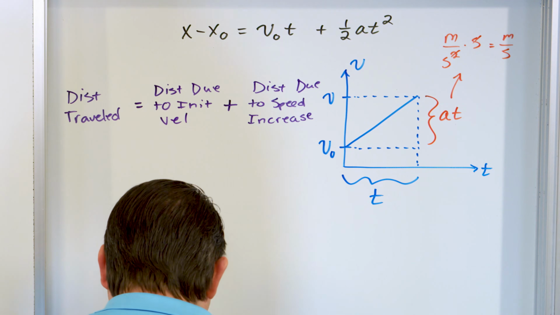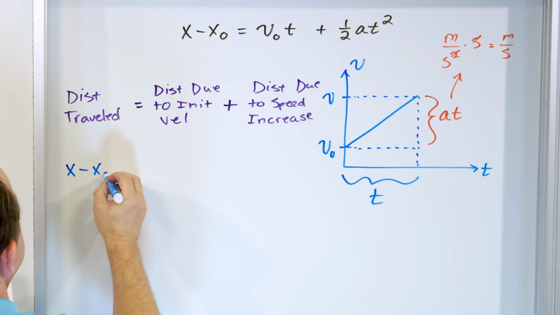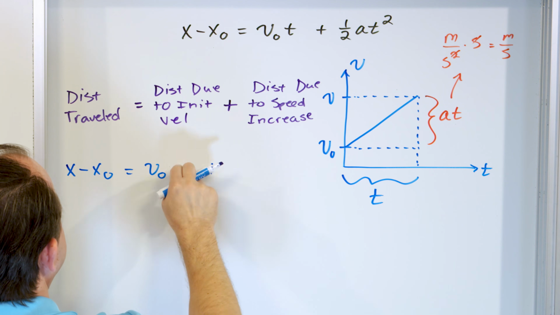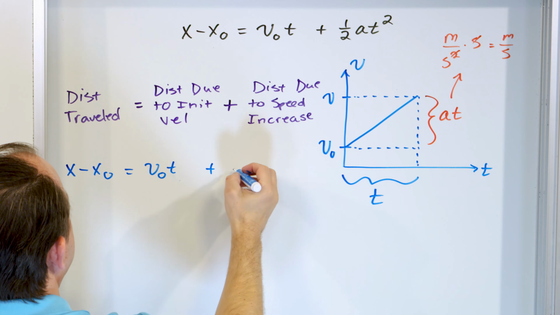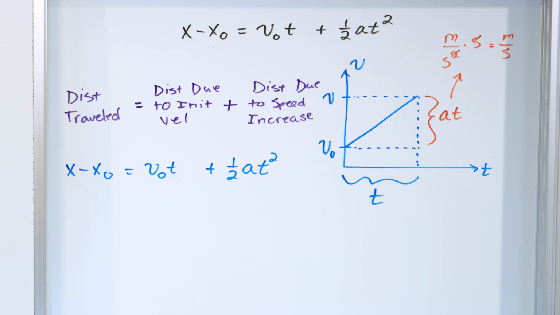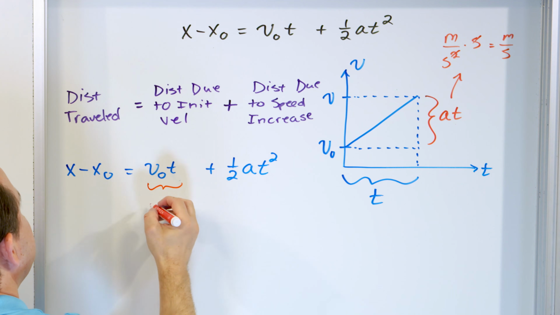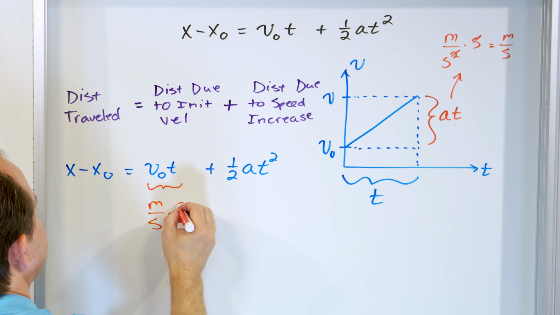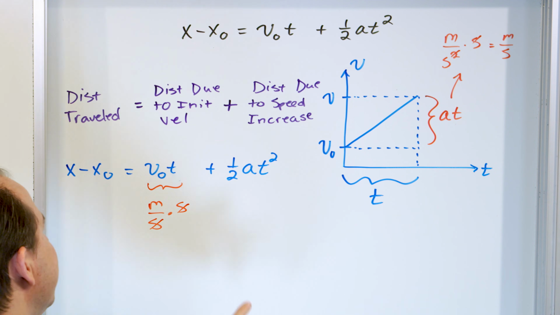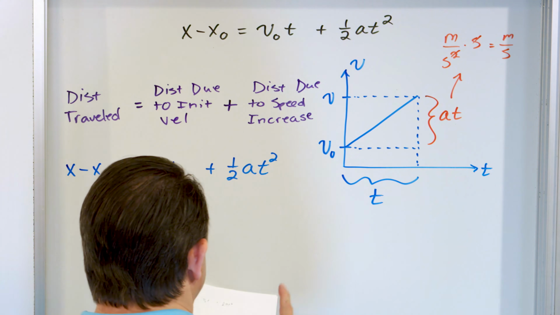All right, so let's rewrite this and put the terms in place. X minus x naught is equal to v naught t plus 1/2 times a times t squared. Now we've already kind of mentioned what this one is. This one is meters per second times seconds, right? So that makes sense. The seconds cancel and you get a unit of meters back. This is the one that gives everybody trouble, including me.